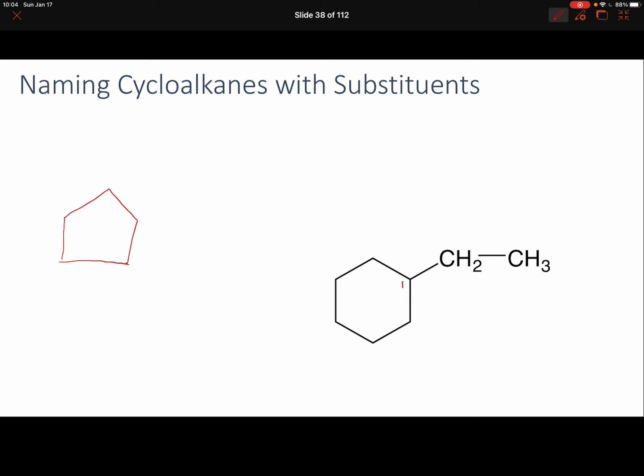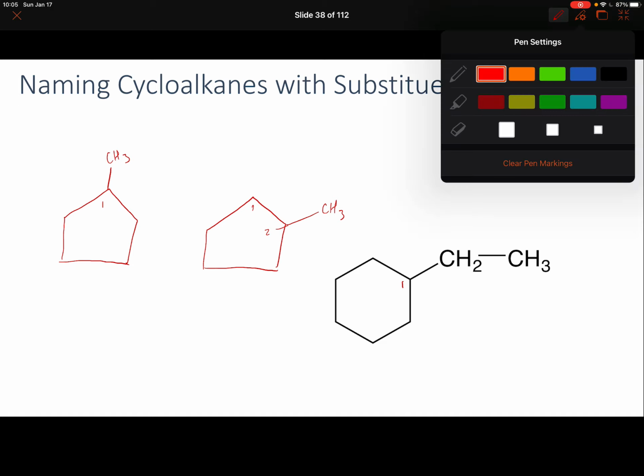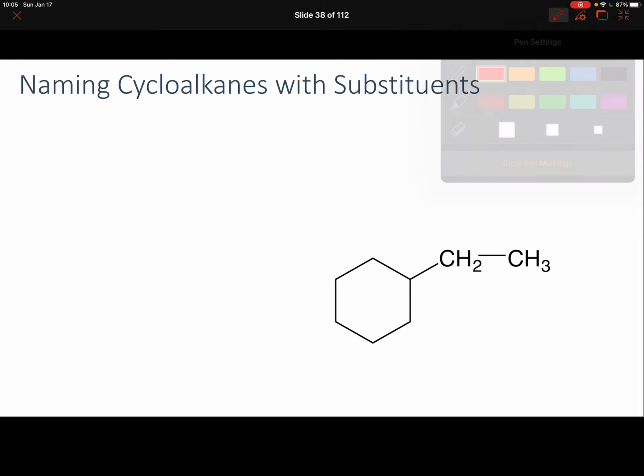cyclopentane, and I have 2 cyclopentanes here, right? And for some reason I have them numbered. If I draw 1-methylcyclopentane, or if I draw 2-methylcyclopentane, or if I draw 5-methylcyclopentane, I always get the same drawing. It's always a cyclopentane with a methyl on it. So there's no need or reason to number.